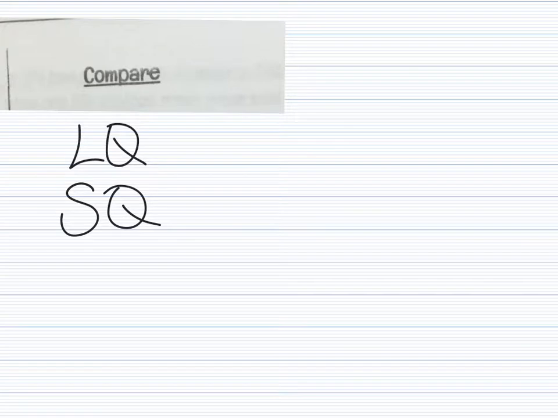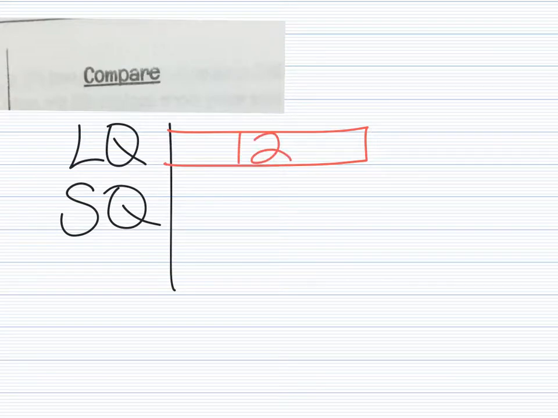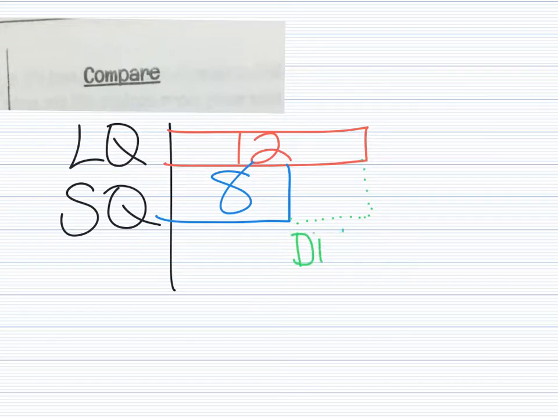Today I'm going to be teaching you about comparison word problem structures. Now in a comparison problem, you will always have a larger quantity and a smaller quantity. Let's say, for example, your larger quantity is 12. And let's say that they told you that your smaller quantity was 8. So your difference would go right here. Your difference.